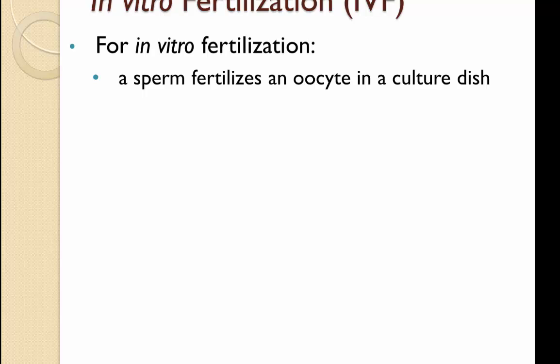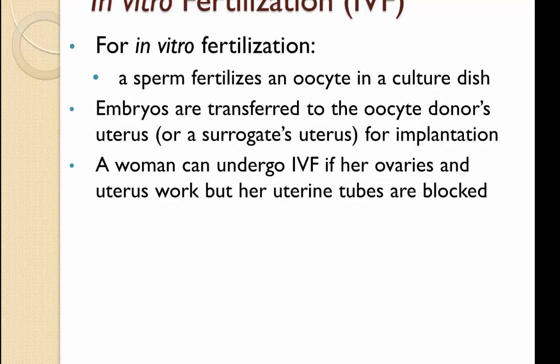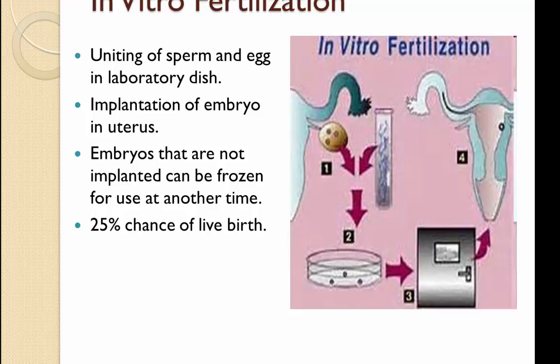The sperm fertilizes the oocyte outside of the uterus or the fallopian tube. The embryos are then transferred to the uterus, either that of the woman who donated the eggs or to a surrogate uterus, and this is where implantation takes place. A woman can undergo IVF if her ovaries and uterus work, but her uterine tubes perhaps are blocked. Oocytes from an ovary are removed through laparoscopic surgery and then transferred to the culture dish. This is a little bit of an example. They take the oocytes, they put them in the dish, and then they wait for them to grow and multiply, and then they'll put them back into the uterus for implantation. There's about a 25% chance of live birth.